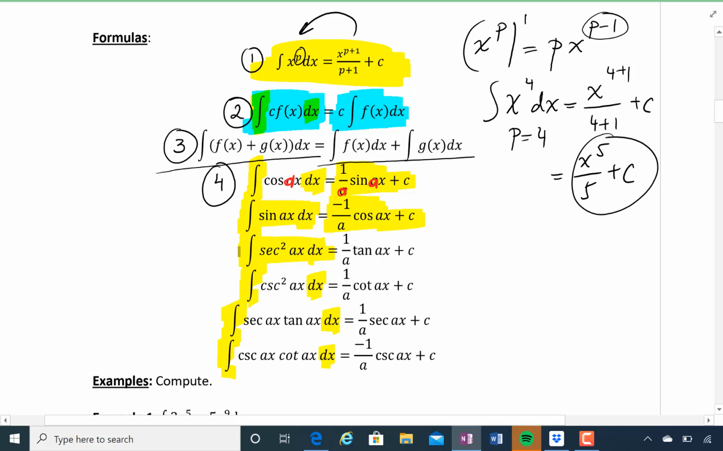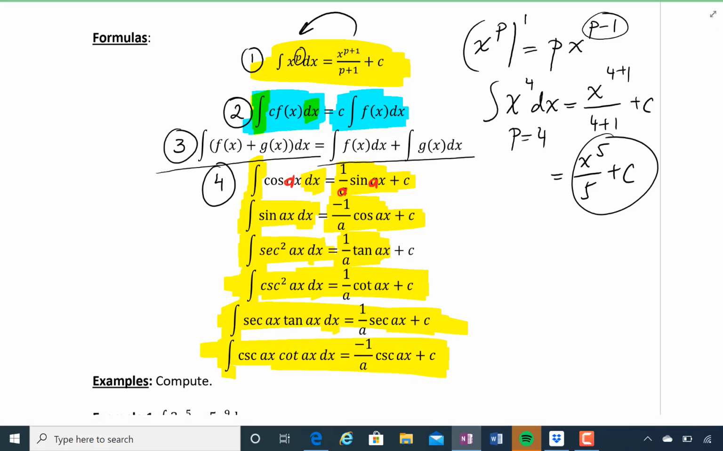Integral of secant squared, well, what function's derivative is secant squared? Tangent, but we still have to have this 1 over a in front, and so on for the other two formulas. So let's take a look at some examples.